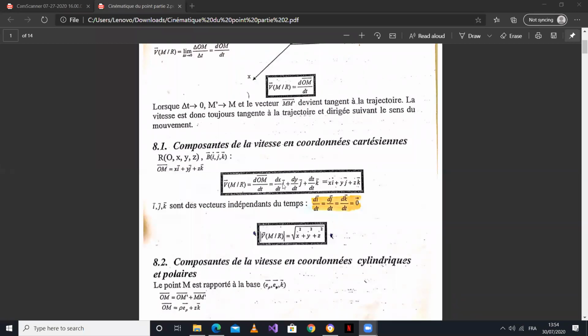So I told you guys that EJK is fixed. Remember? Yeah, sure you remember. I told you it's fixed, so its derivative is equal to 0. That's why here, in this highlighted part, they have told you d de I par rapport à t, d de G, d t, d de K, de t, they are all equal to 0 because EJK are all fixed. C'est une base fixe, EJK. So we just derive x, y, and z.